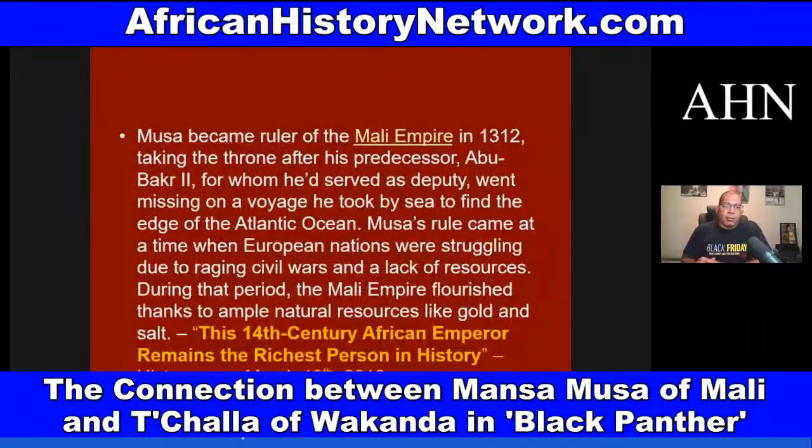Mansa Musa became ruler of the Mali Empire in 1312 Common Era or AD, taking the throne after his predecessor Abu Bakr II, for whom he had served as deputy, went missing on a voyage he took by sea to find the edge of the Atlantic Ocean. Mansa Musa's rule came at a time when European nations were struggling due to raging civil wars and a lack of resources. During that period, the Mali Empire flourished thanks to ample natural resources like gold and salt.